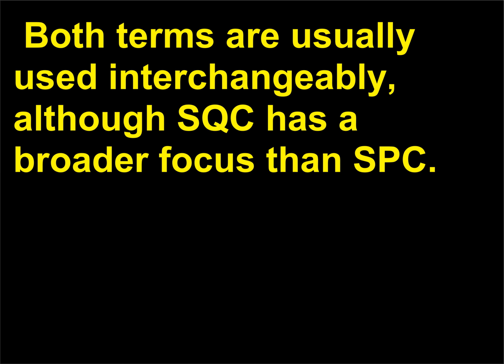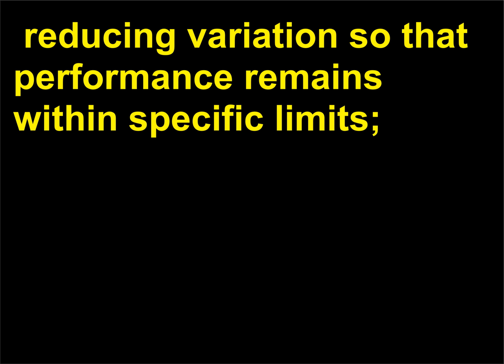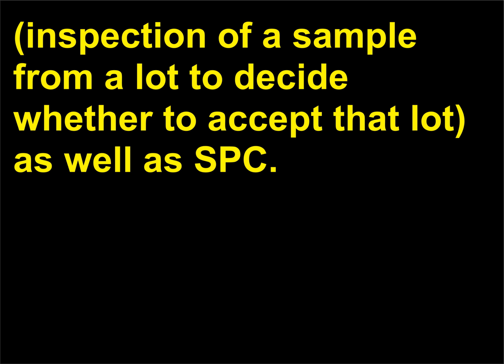Both terms are usually used interchangeably, although SQC has a broader focus than SPC. To compare, SPC is the application of statistical techniques to control a process, reducing variation so that performance remains within specific limits. SQC is the application of statistical techniques to control quality and includes acceptance sampling, inspection of a sample from a lot to decide whether to accept that lot, as well as SPC.